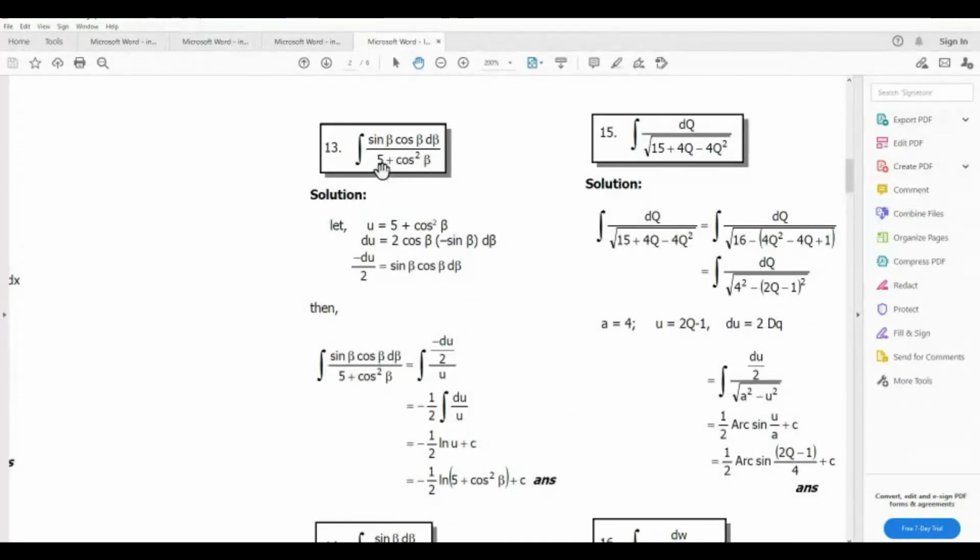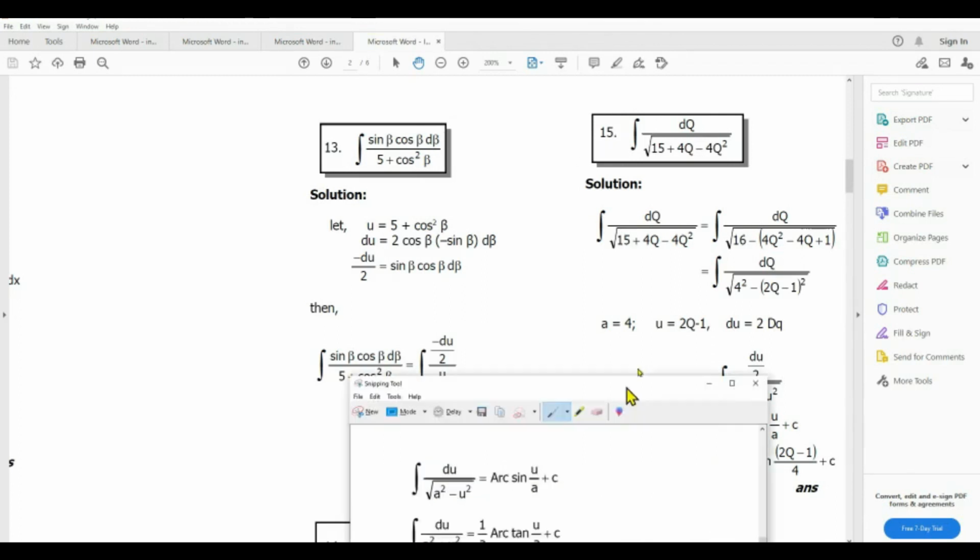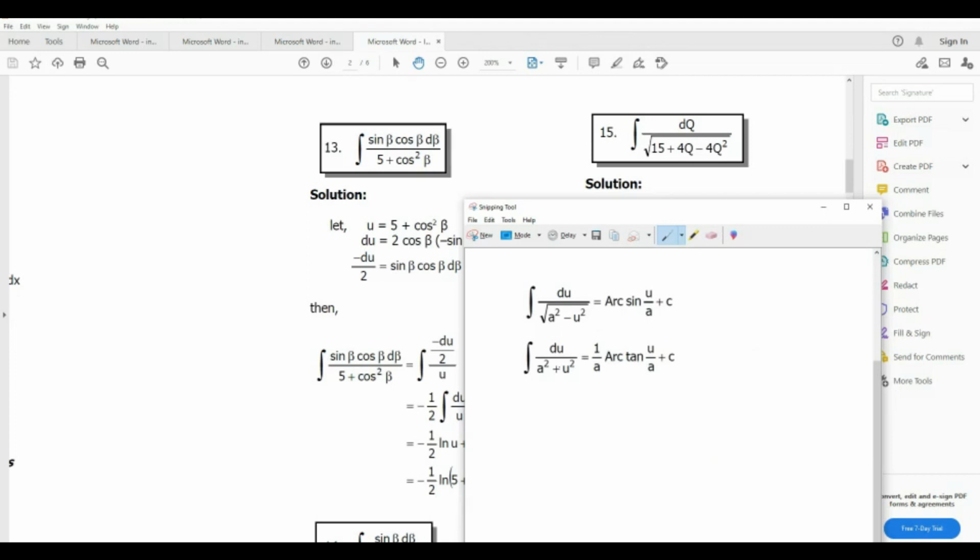Kasi mapapansin mo dito, 5 plus cosine squared. Ang nangyari dito, power formula lang din siya. Kasi sa tingin, may 5 squared, so square root of 5 squared plus cosine quantity squared. Pwedeng mag-fall under doon sa pangalawang formula. Pwedeng dito siya.